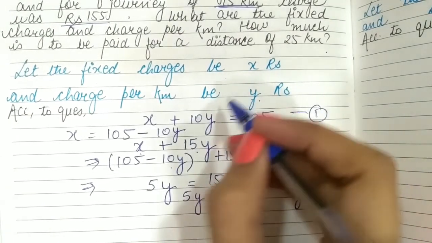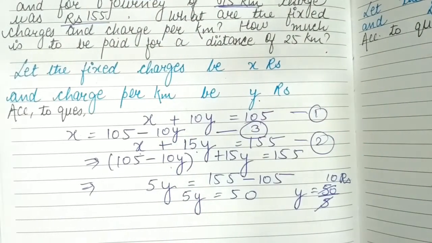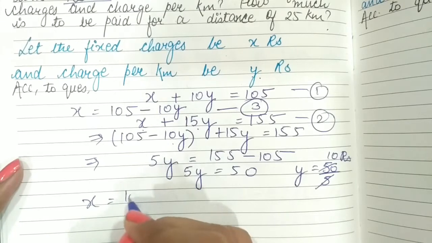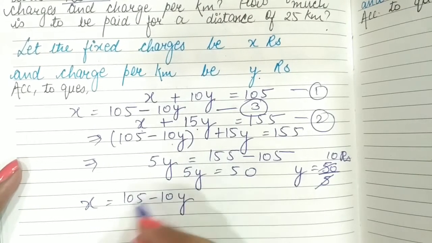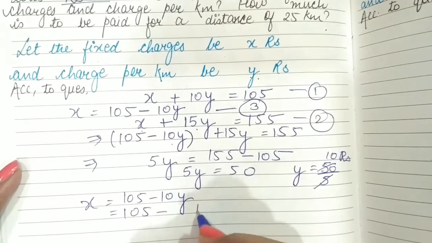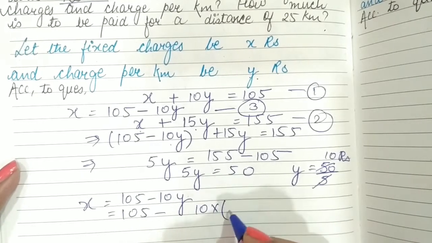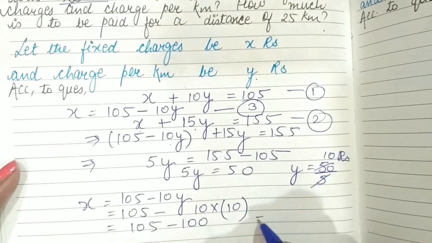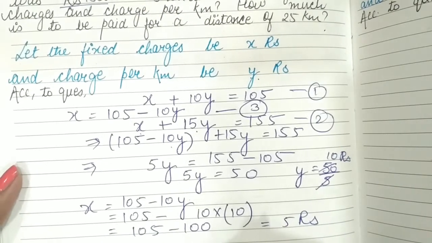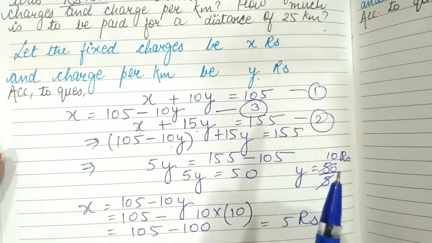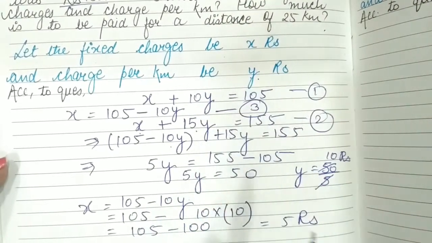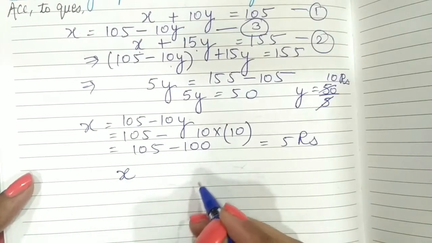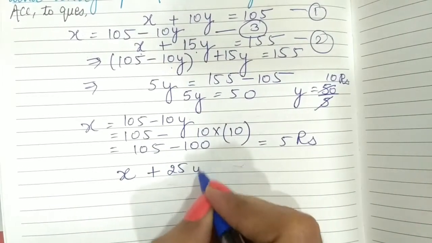Now put this value of y in equation 3. That was our substituted value of x. x we assumed was 105 minus 10y. It will become 105 minus 10 into the value of y, that is 10. 105 minus 100. So fixed charges was 5 rupees. Next in the question it was asked, how much is to be paid for a distance of 25 km? So the equation for 25 km will be the fixed charges plus charges per kilometer.